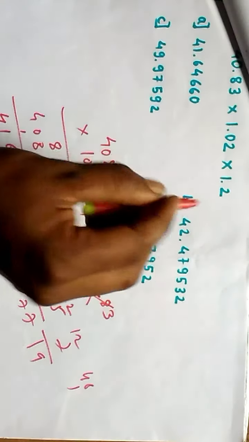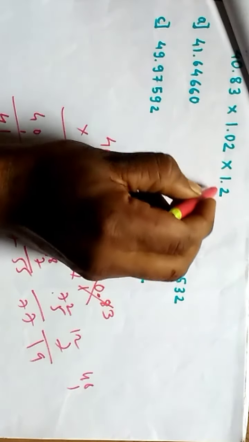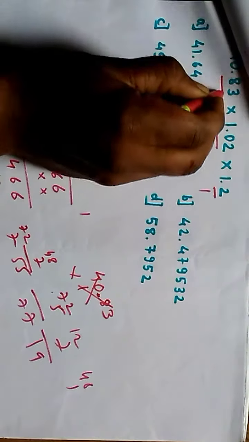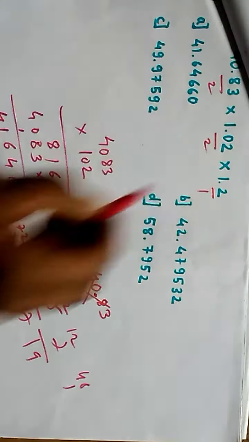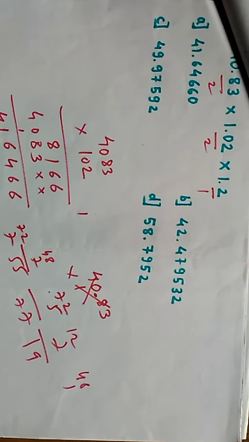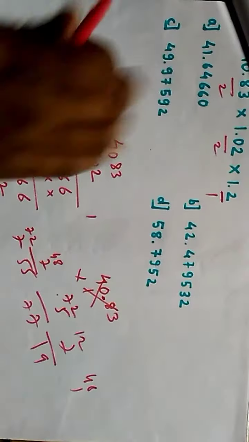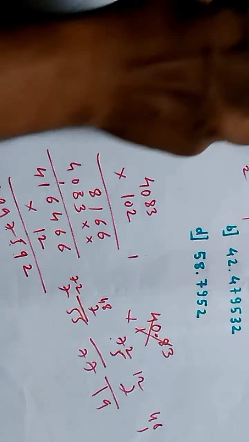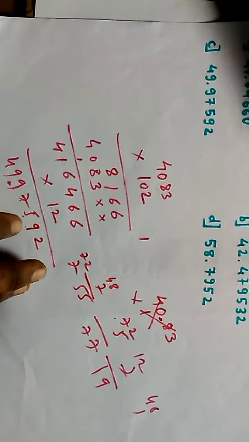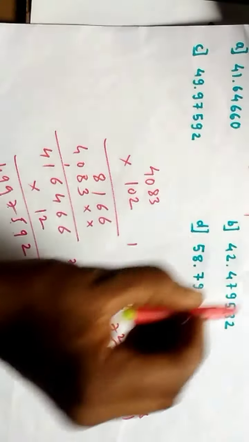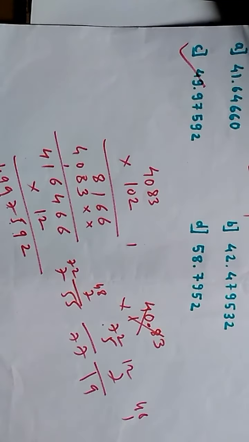Okay, now for this, decimal places after which number? Place 1, only 1 place, 2 places, 2 places. So decimal places after 1 to 5, that is 5 places, 1, 2, 3, 4, 5. So 5 here. Okay, after 5 places, so 49.97592. Yes, this is our answer.